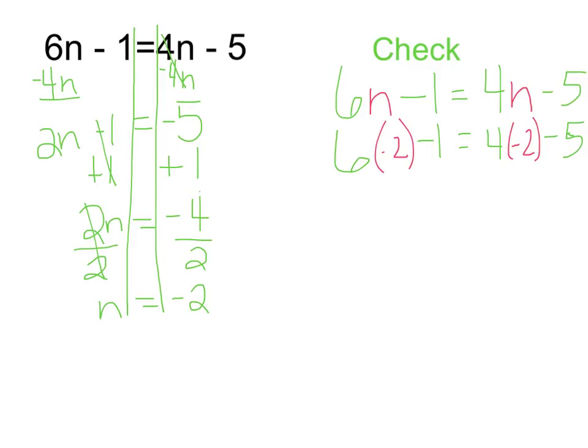6 times negative 2 is negative 12. 4 times negative 2 is negative 8. Negative 12 minus 1 is negative 13. Negative 8 minus 5 is negative 13. So this one checks out.